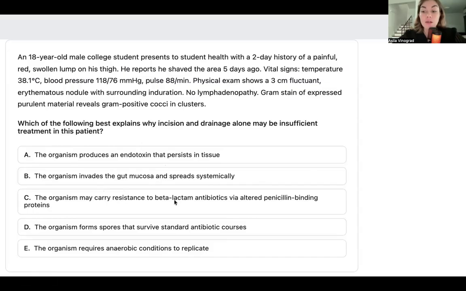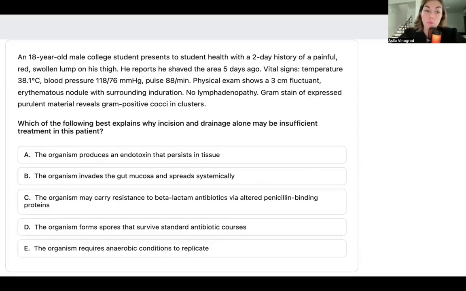Here is the concept. Staph aureus can be MRSA, methicillin-resistant Staphylococcus aureus. MRSA has a mutated protein called PBP2A. Normally, beta-lactam antibiotics, penicillin, cephalosporin, work by blocking the protein that builds the bacterial cell wall. PBP2A doesn't bind to beta-lactams, so the bacteria keep building their walls and survive.